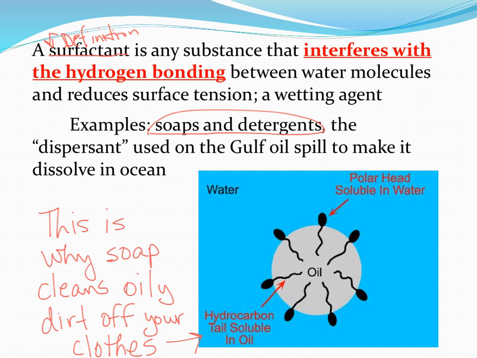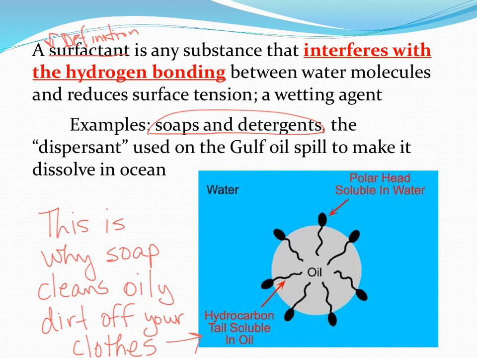And so if you get enough of these little soap molecules, they kind of stick their tails down in the oil, and then their polar heads help pull it off into the water, and you break up the oil. It also will have the effect of breaking up the water itself with these little bitty oil particles, and so it interferes and reduces surface tension.